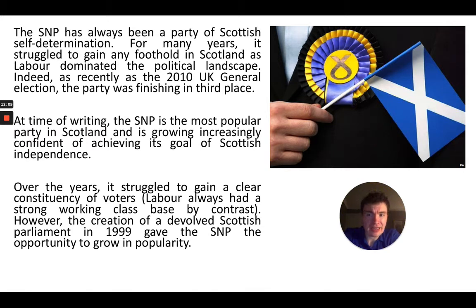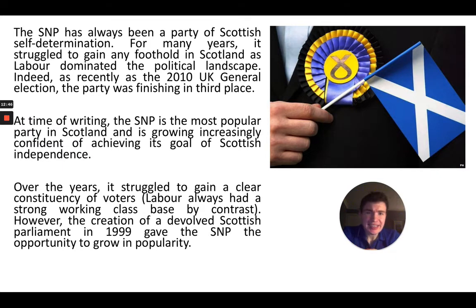And as I said, the SNP have always struggled to gain a clear constituency of voters. Labour always had the working classes. They'd always had the industrial, former coal mining heartlands, whereas the SNP kind of nibbled around the edges of more rural constituencies. And in fact, in the 1950s, the Conservatives, known as the Unionists at the time, were the only party that ever achieved over 50% of the vote within Scottish elections. So for many years, the SNP struggled to make any sort of breakthrough.